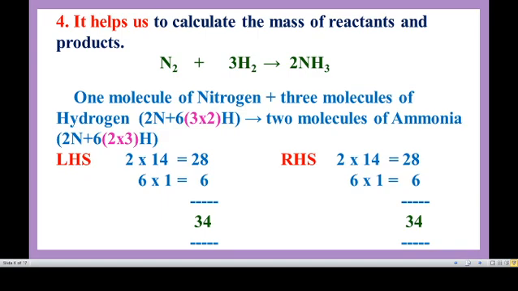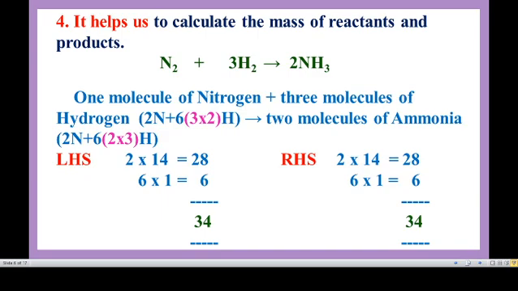And it also helps us to calculate the mass of reactants and products. So let me calculate the mass of reactants and products of this equation. One molecule of nitrogen reacts with 3 molecules of hydrogen and produces 2 molecules of ammonia. One molecule of nitrogen contains 2 nitrogen atoms and one molecule of hydrogen contains 2 hydrogen atoms. So let me calculate the mass of reactants. 2 nitrogen atoms, the atomic mass of nitrogen is 14. Therefore 2 into 14, 28.